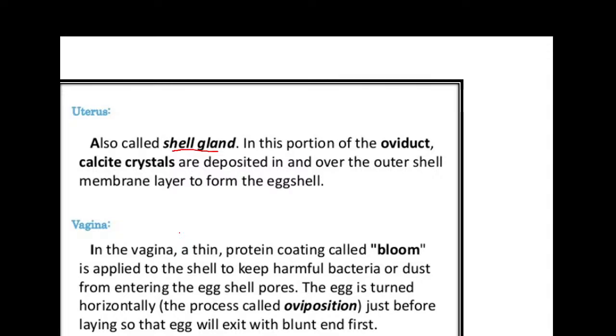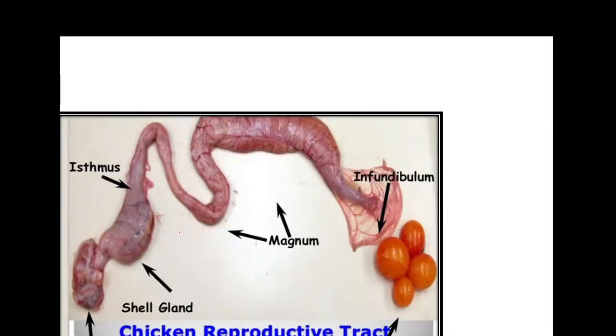And the egg is turned horizontally just before the laying of the egg is done. That is, the blunt end comes out of the body of the hen first. So this is what we have said. You can see these are the follicle cells, because the eggs develop from the follicles and come out. The eggs coming from inside the ovary will look like this.